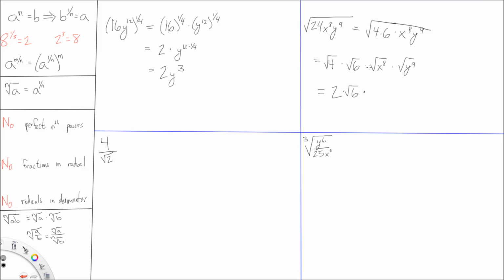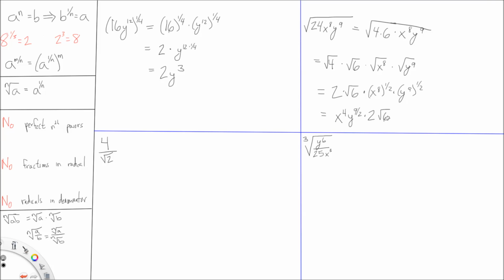Now x to the 8th, remember the nth root of a is the same thing as a to the 1 over n, so this is the same thing as x to the 8th to the 1/2, and this is the same thing as y to the 9th to the 1/2. And just like we did here, when we have one exponent raised to another exponent, we multiply. So our final answer is going to be x to the 4th, y to the 9/2, and then 2 square root of 6.